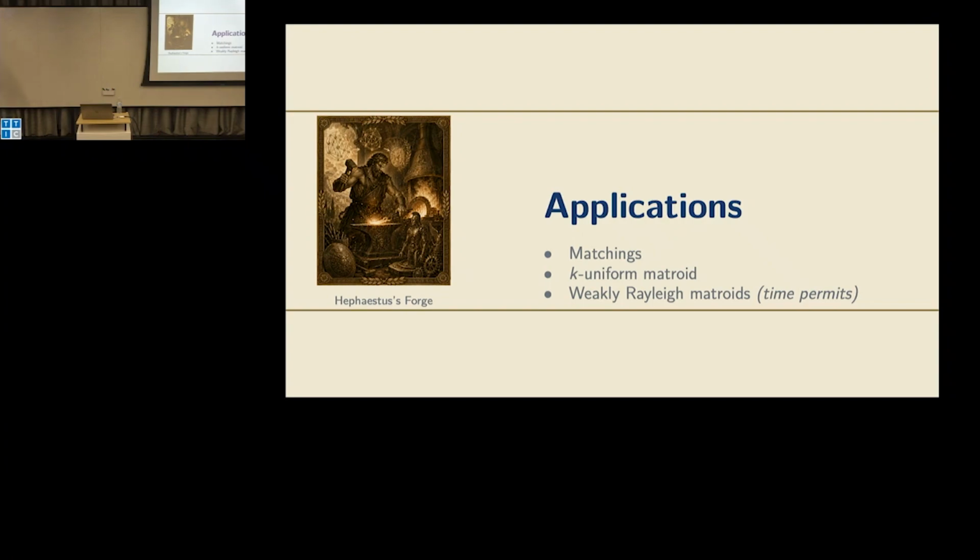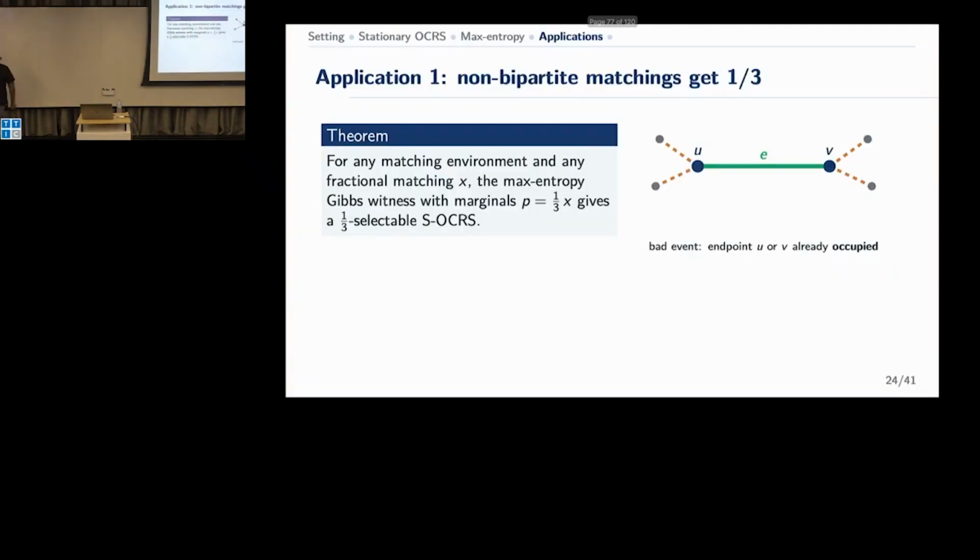All right? So matchings. There was a paper by Ezra et al. For experts in the audience, that was actually a very beautiful paper that showed how we can get a 1/3 OCRS for general matching. And that was an entire paper. Let me show you a 2-liner proof of why with my framework you can get a 1/3 OCRS, in fact S-OCRS, for general matching.